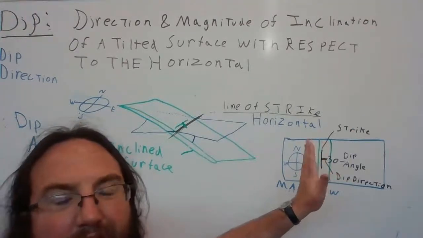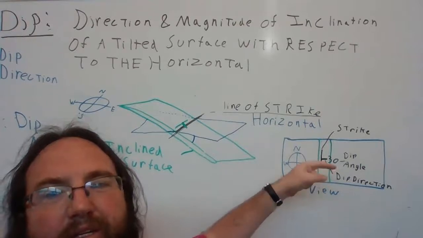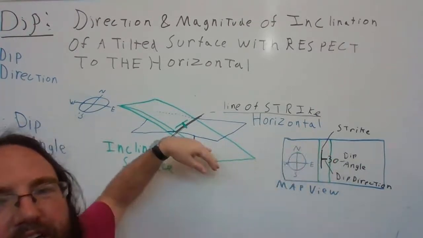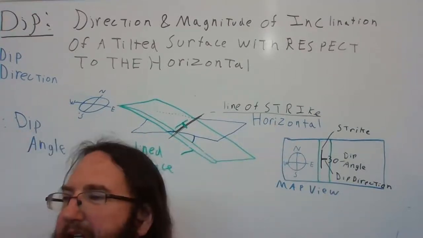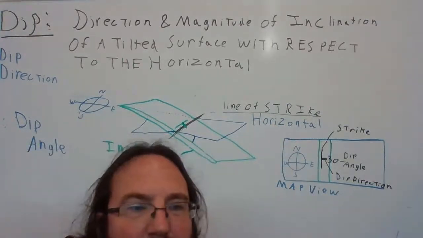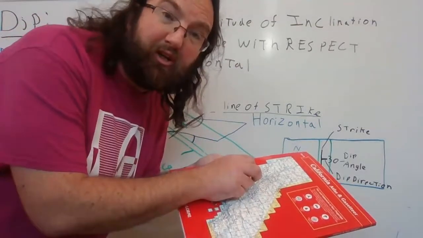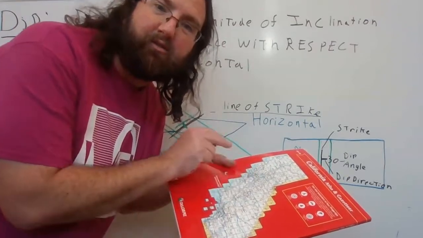We have the strike marking this very flat top part of the T. We have your dip direction, which is the direction that this inclined surface is going downward. Another way to think about it is if you were to take a marble or a drop of water, which direction would be the direction of steepest descent.